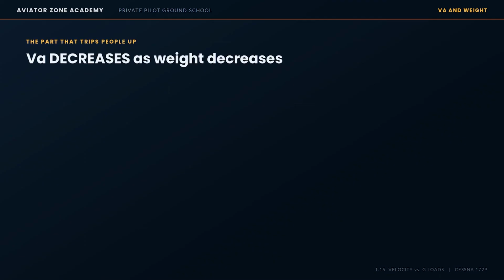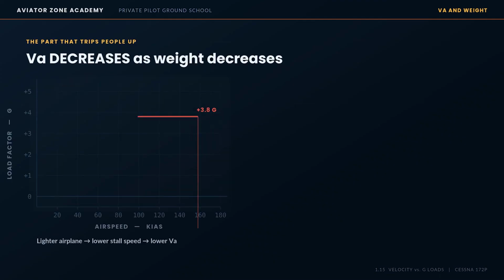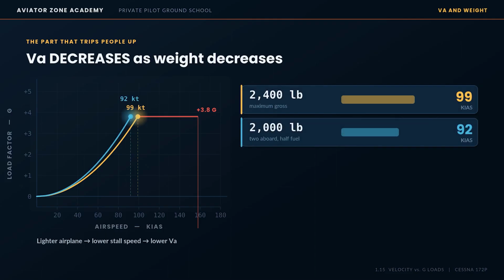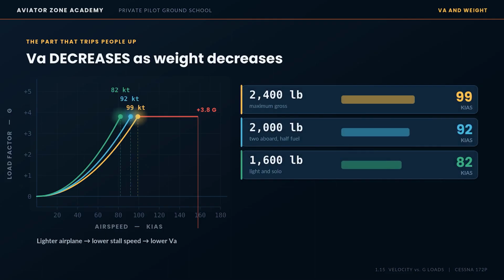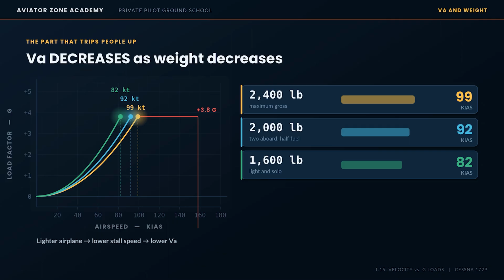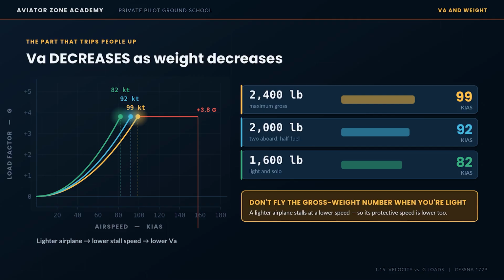VA decreases as weight also decreases. On the 172 Papa, that 99 knots at gross drops to about 92 at 2,000 pounds and down to 82 knots at 1,600 pounds. A lighter airplane stalls at a lower speed, so its protective speed is lower too. Don't fly the gross weight number when you're light and solo.